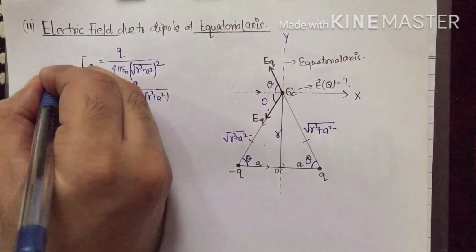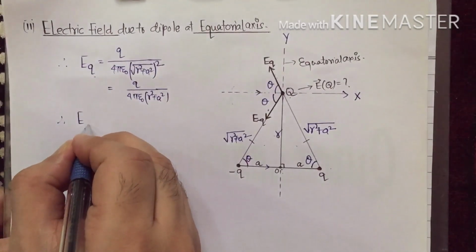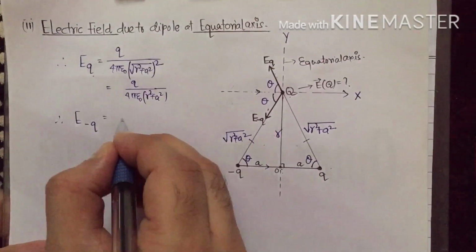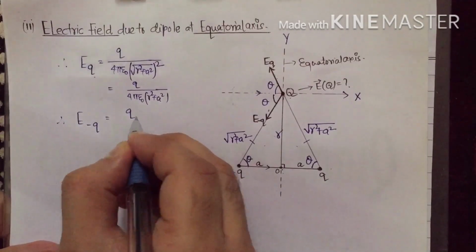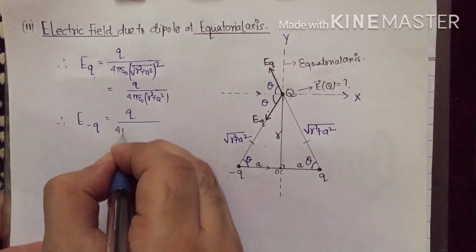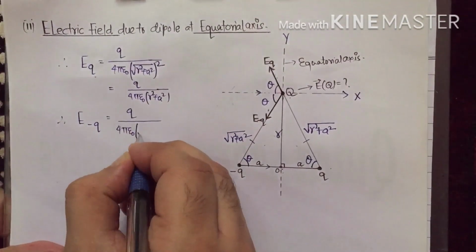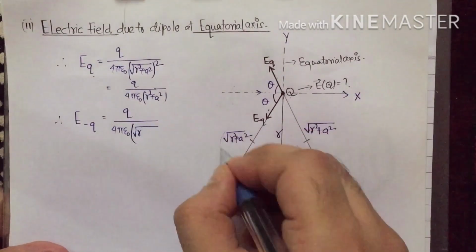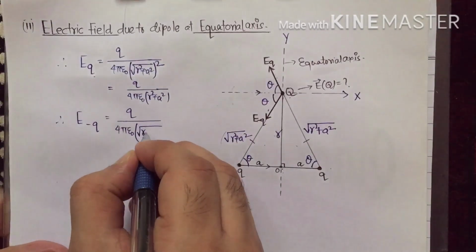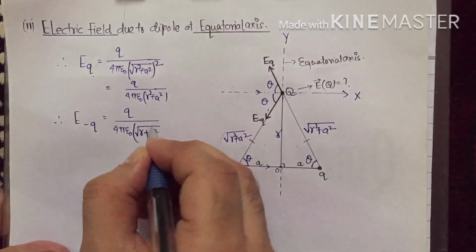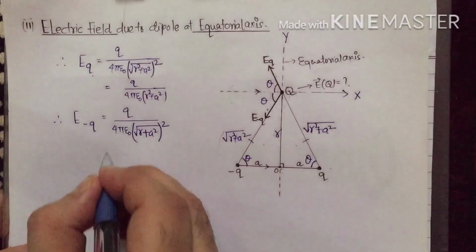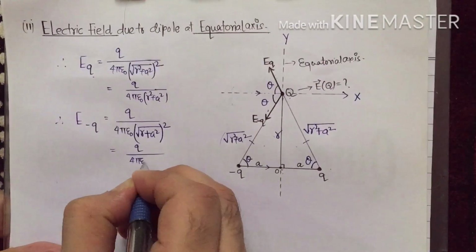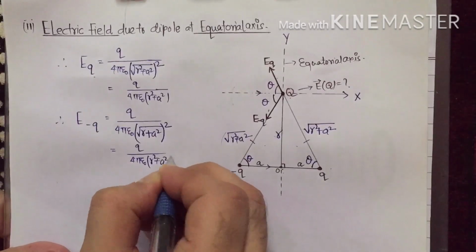Similarly, the electric field due to the negative charge, I am taking the magnitude in this case. So the electric field due to the negative charge will be the same: 1 by 4 pi epsilon naught times minus Q and capital Q, divided by the distance squared, which is the square root of R square plus A square, whole squared. And this becomes Q divided by 4 pi epsilon naught (R square plus A square).